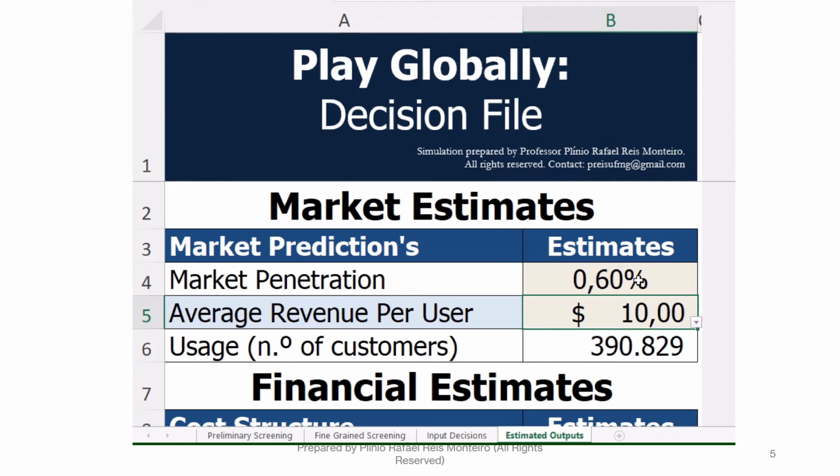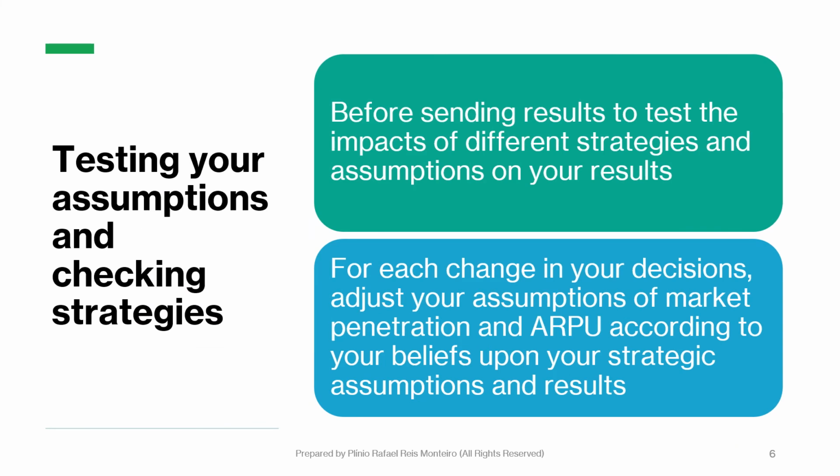And then once you have your decisions and you are confident with the decision, then you can go online and send it. And for this, as I told you, you need to test different assumptions. You need to test and change your assumptions. So each time you change your decision, change the market penetration, the average revenue per user, try to figure out what will be the impacts of your strategy.